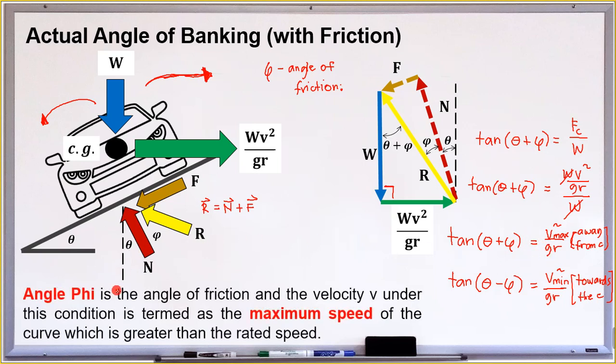Again, phi here, don't forget, is the angle of friction. The theta is the angle of banking. The velocity V under this condition is greater than the velocity from the previous slide, the rated velocity. That is why it is termed the maximum speed. In a real scenario, if you exceed this maximum speed, you will meet an accident.